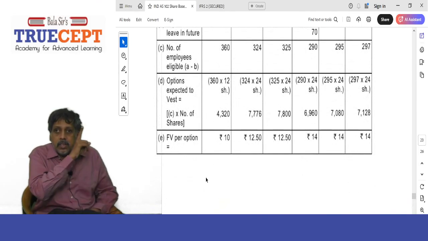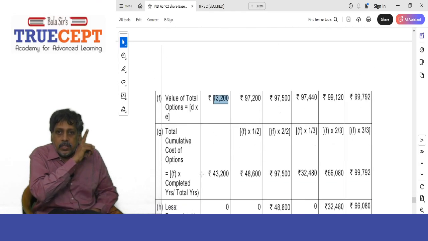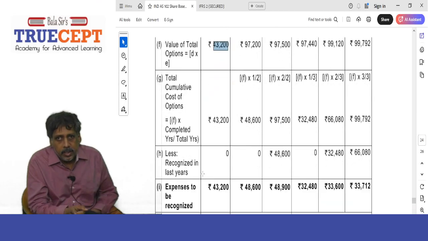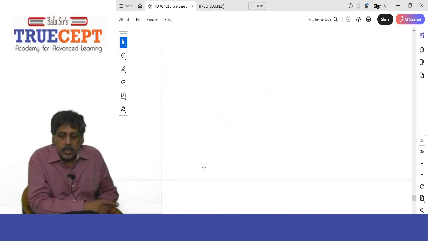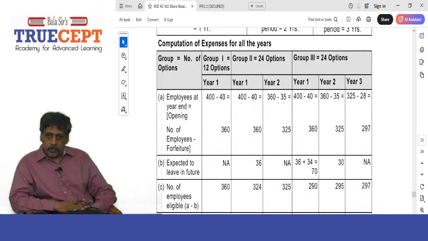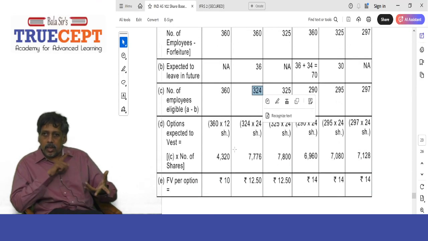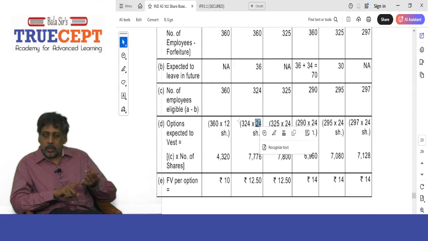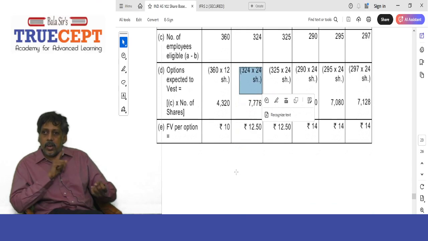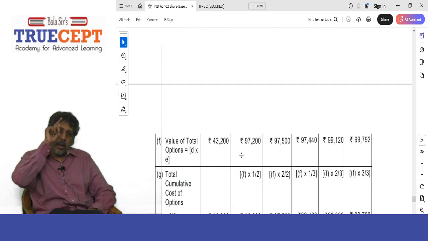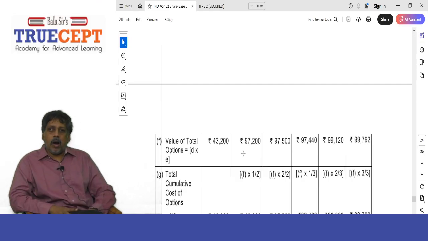Another, how many will leave in the second year? 36 might leave, right? Yes, sir. 300 are they taken, 324 on the screen? Yes, sir. 324 employees into 24 options each, into rupees 12.5, into 1 by 2 because of 2 years vesting.